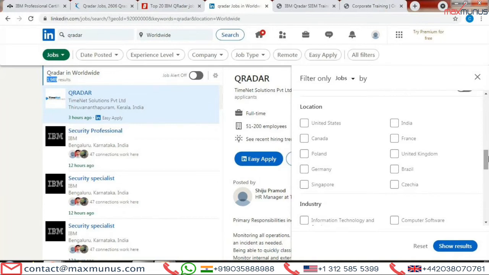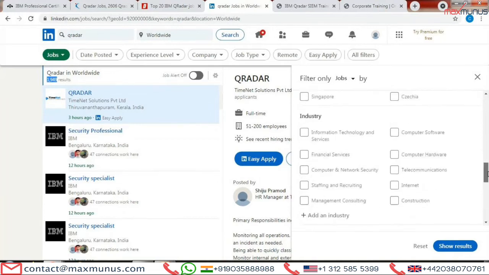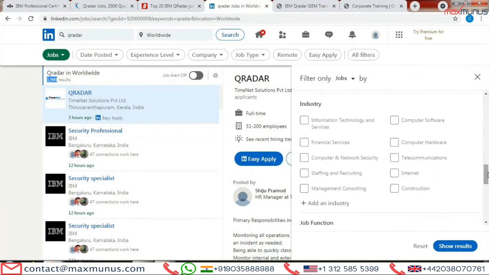And what kind of industries are hiring for IBM Curator? First is information technology and services, then financial services, telecommunications, staffing and recruiting, management consulting. These are the top industries that are hiring for IBM Curator. Let's go back to our main slide.